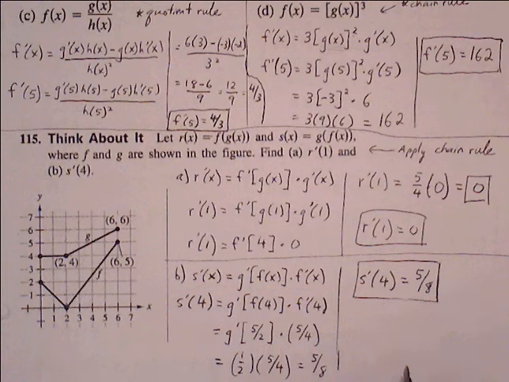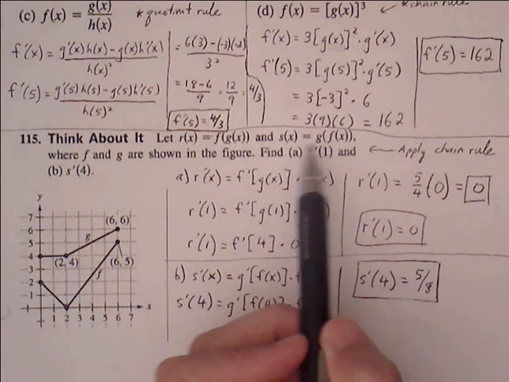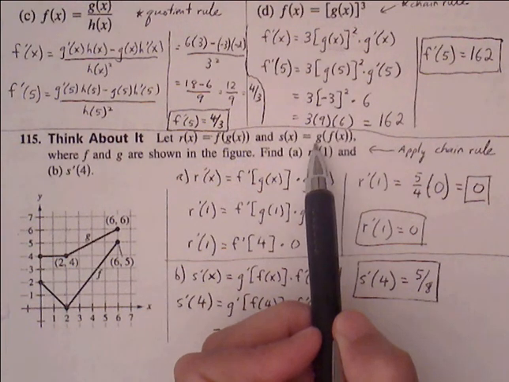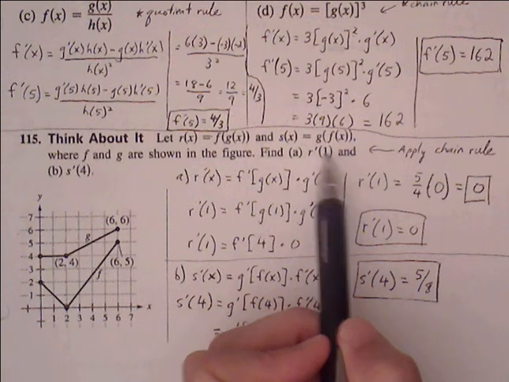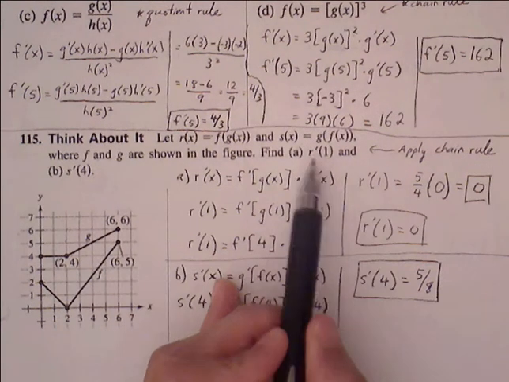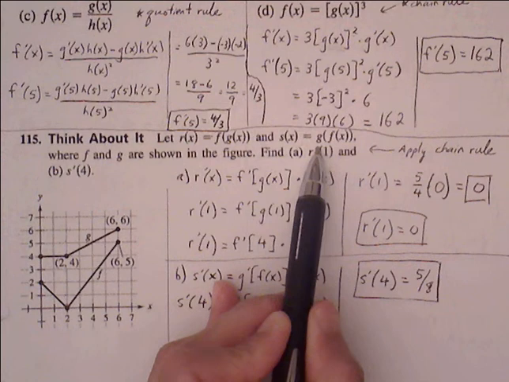For part B, we're trying to find s prime of x. So let's look at the relationship for s of x. S of x is again a chain rule relationship, a composite function relationship. So we have f inside the g now. So it's flip-flopped from what we have with r of x. Before we can get to s prime of 4, we need to first get to s prime of x. To get to s prime of x, we're going to go through chain rule.